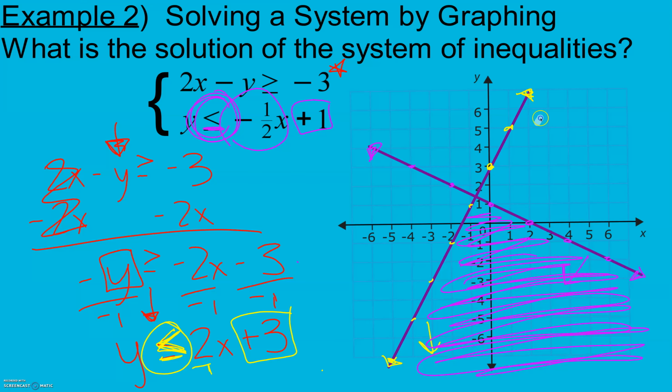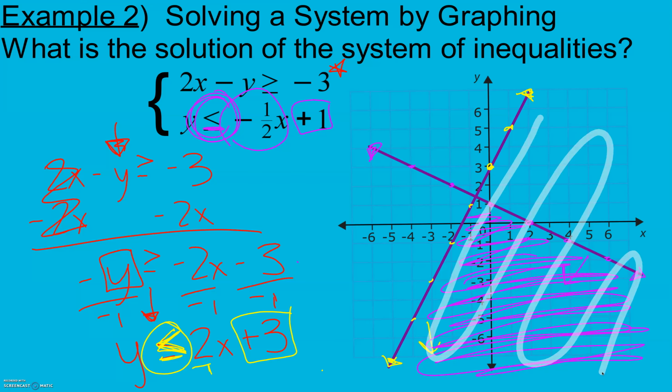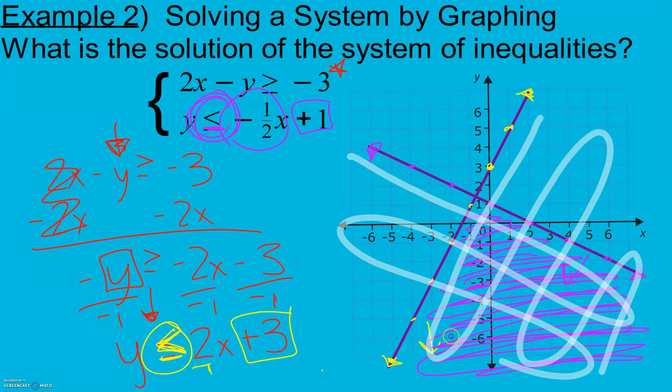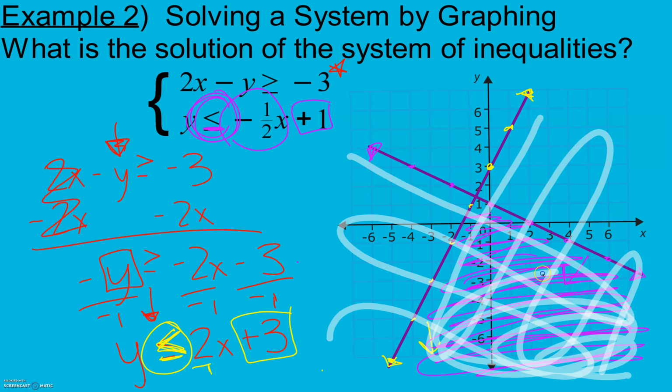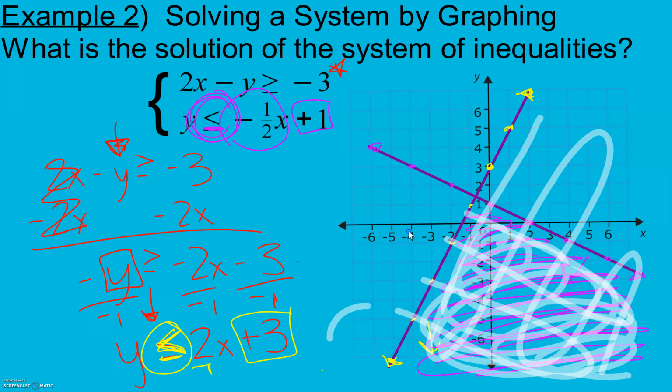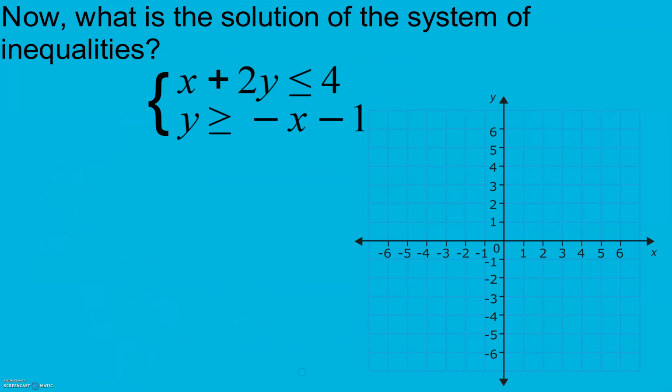So my yellow line we wanted below. My pinky purple line we wanted below. And if I look, this section here is where they overlap. So that is my solution. And I just get rid of everything else. So whether you use the arrows or you shade in completely, it doesn't matter. Just keep in mind, we're just looking for where they overlap, what works for both. Just like our intersection of our equations was just a point, here our intersection of our inequalities is that entire region. Now, feel free to pause here and give this a try if you'd like.